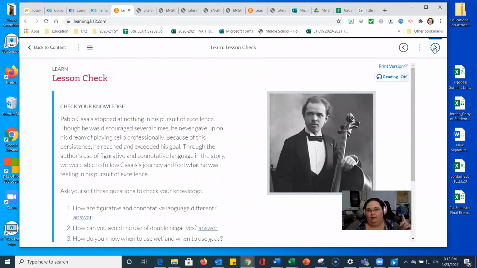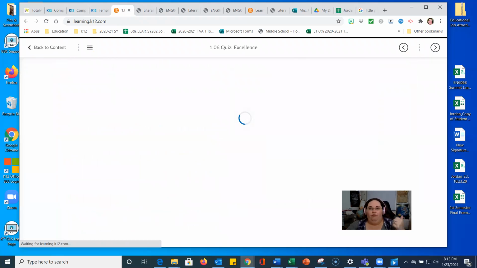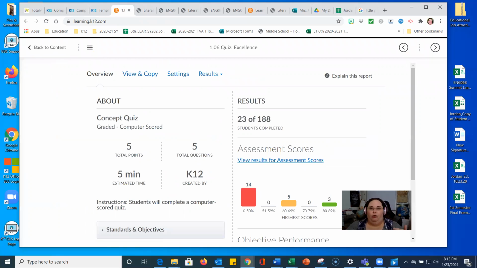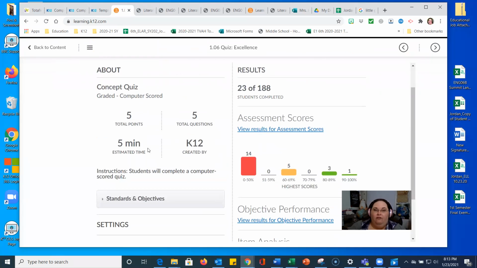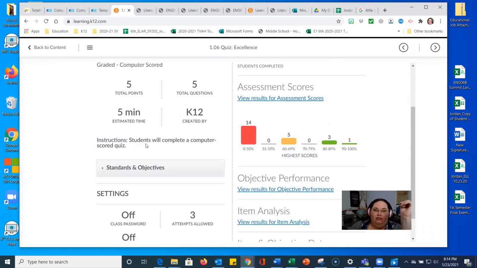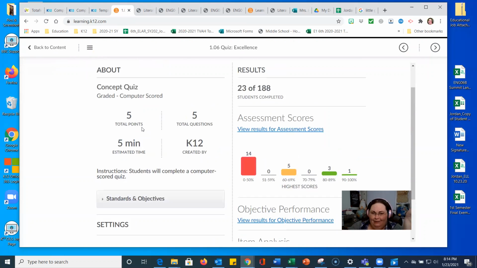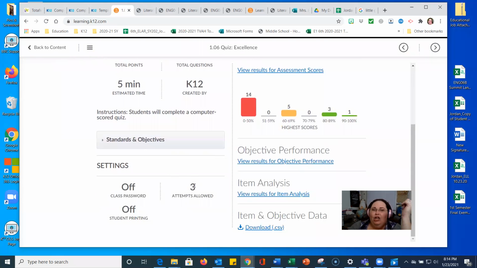As you know, I'm not going to do the quiz with you. Have your review document from 1.04, your review document for 1.05, and your review document from 1.06. Okay, and then take the quiz, okay? 5 total points, 5 total questions, estimated time, 5 minutes, but take as much time as you need, okay? Don't just zip through it. You have 3 attempts to take this. Do your best work, okay?